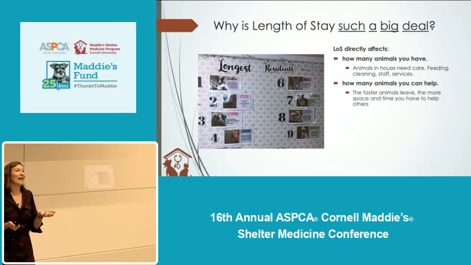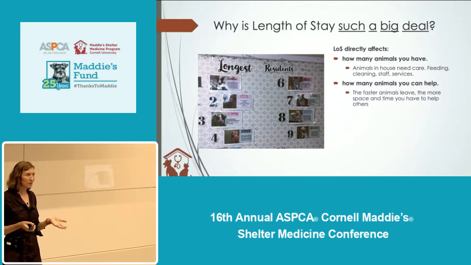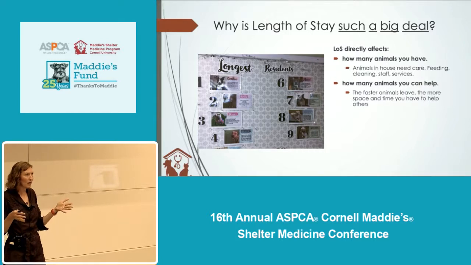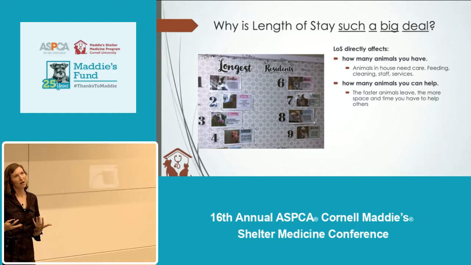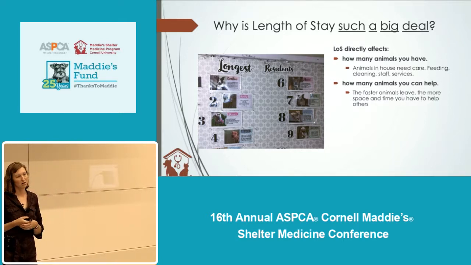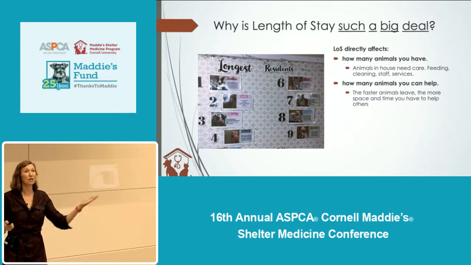It affects how many animals you can help. This is that example where we have one cage and the cat's staying there all year, right? I'm not a very good animal welfare advocate if I can only help one animal a year, but I feel much better about myself if I can help 50. And then multiply that by the number of cages that you have in your animal shelter. The faster that animals leave, the more space and time you can devote to the others that also need you.